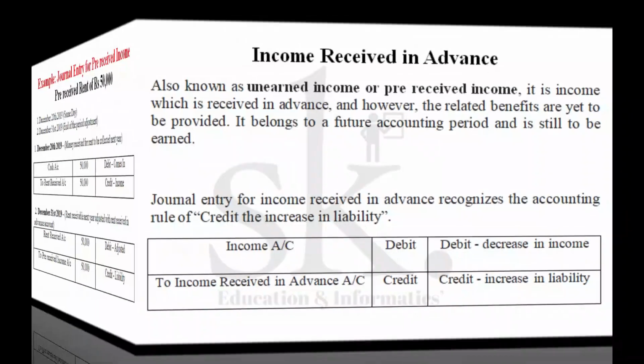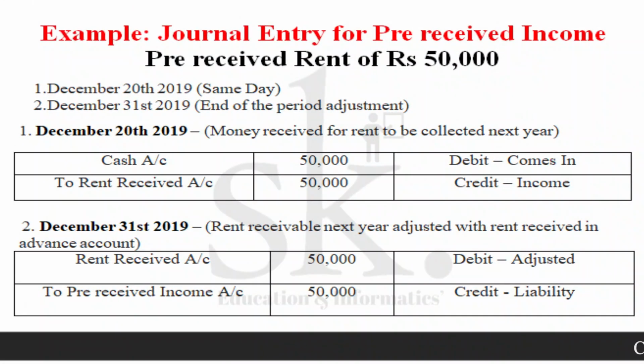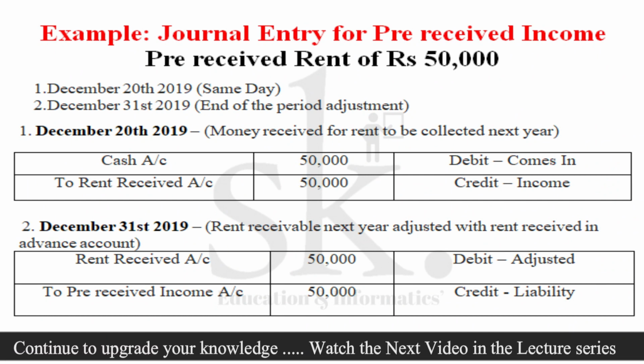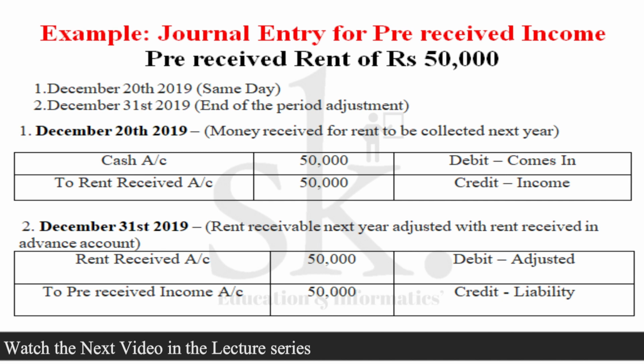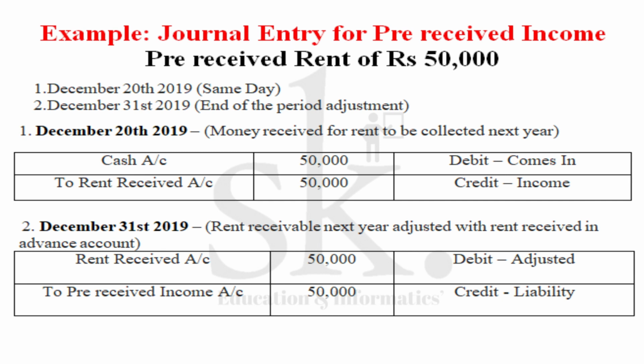Let's understand with reference to an example. Pre-received rent of rupees 50,000. So you already have received the rent of rupees 50,000 and you haven't given the service yet. So when you have pre-received the income, we identify two account heads, cash account and rent received account. So you already have received the money, so cash account will be debited because it's coming in. And on the other side, pre-received income being a part of liability has to be credited.